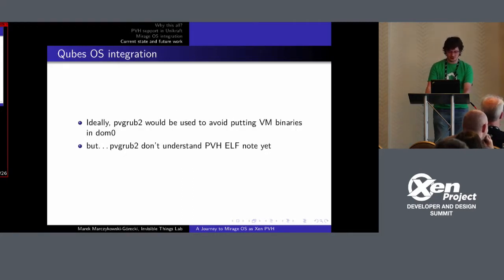And there is also a Qubes OS specific part, which is kind of independent of PVH or PV, because we want to put unikernels in, but we don't want to install them as some binary in dom0 that is parsed by the dom0 toolstack.